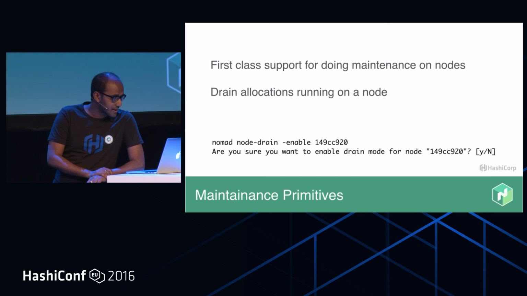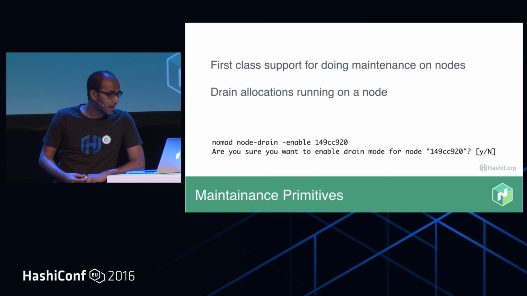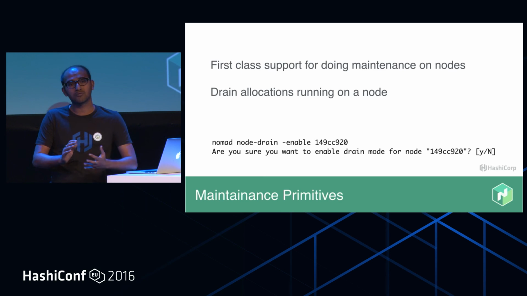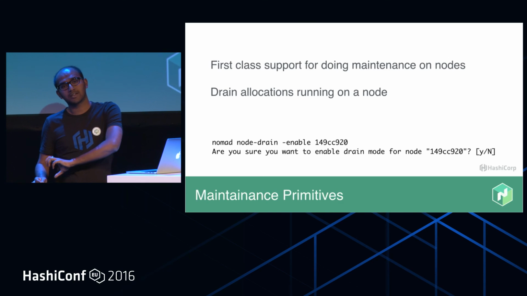Nomad supports a few maintenance primitives. For example, if something goes wrong in the middle of the night, the easiest thing to do is drain that node. So Nomad provides a node drain command, where you can drain a node, and then the scheduler won't place anything new, and all the existing allocations running on that node are going to go on to other nodes on the cluster.